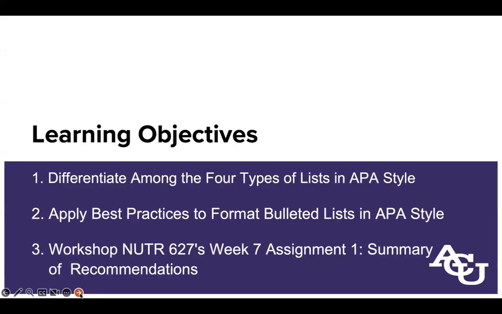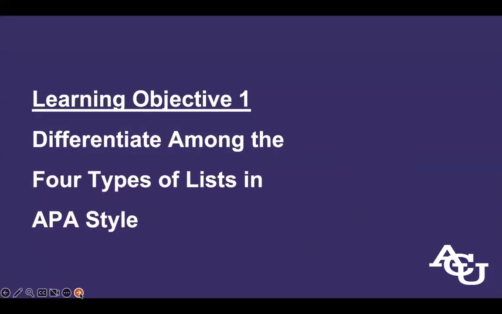So the learning objectives for tonight's webinar are to differentiate among the 4 types of lists in APA style. Who knew there were so many? Apply best practices to format bulleted lists in APA style, and workshop NUTR 627, Week 7, Assignment 1, the summary of recommendations. Our first learning objective is to differentiate among the 4 types of lists in APA style.